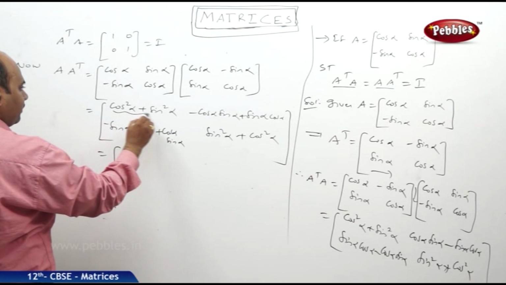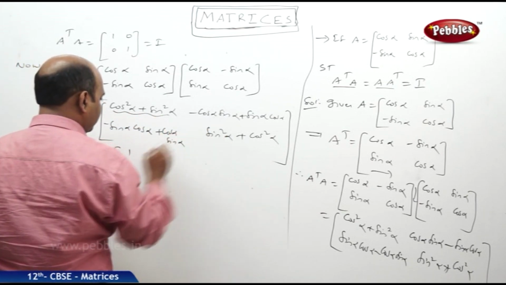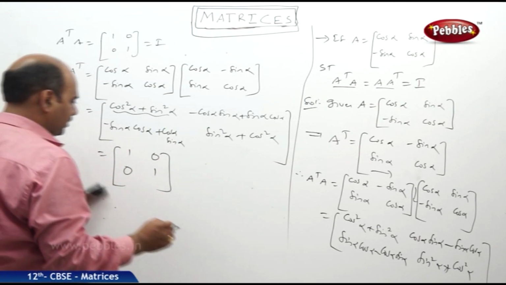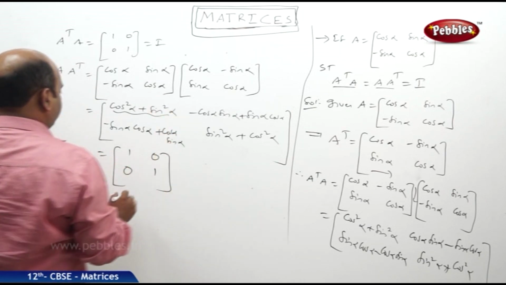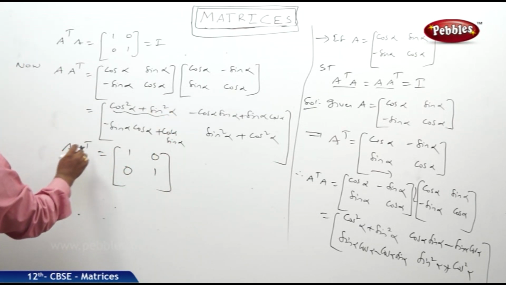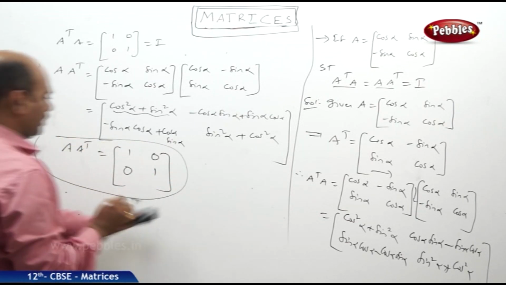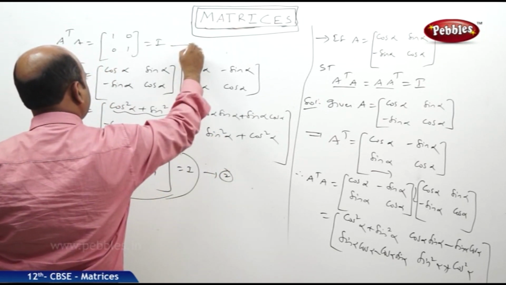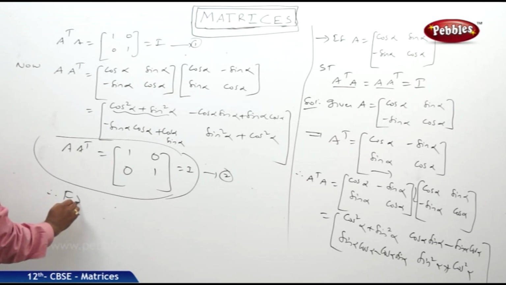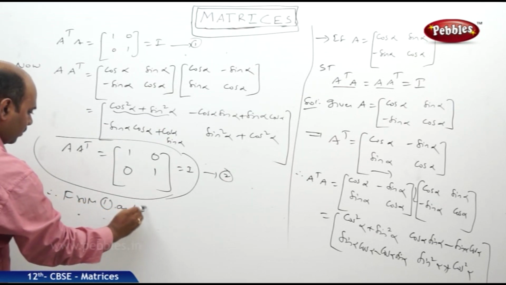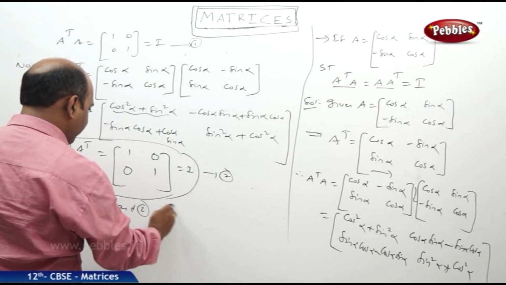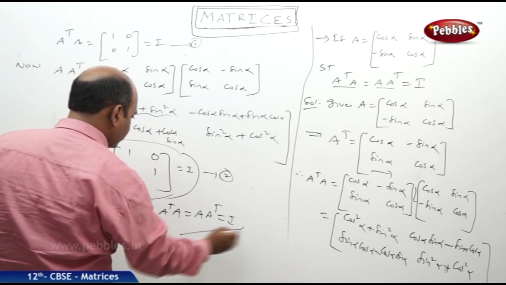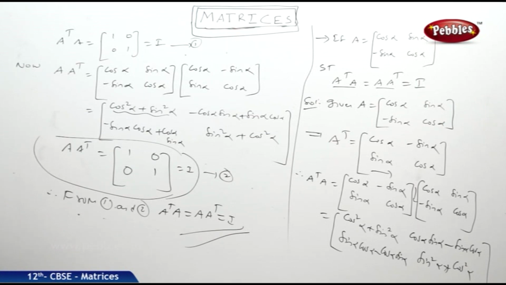So what happens? This value is 1, this value is 0, this value is 0, this value is 1. Therefore we got A into A transpose is equal to 1 0 0 1, and the whole thing is also equal to I. So if I call this as 2 and this as 1, therefore from 1 and 2, A transpose into A is equal to A into A transpose is equal to I. These two are very, very important problems, you should remember.